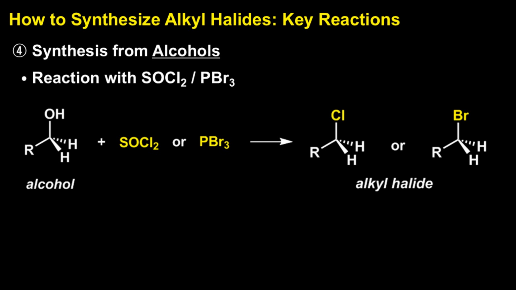And that wraps up the main ways to make alkyl halides from alkanes, alkenes, alkynes, and alcohols. Each method has its strengths, depending on your starting material and what you're trying to make. Now that you've seen the big picture, you'll be able to choose the right approach for the job.